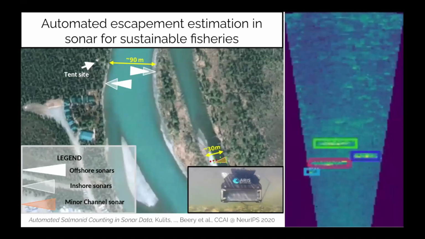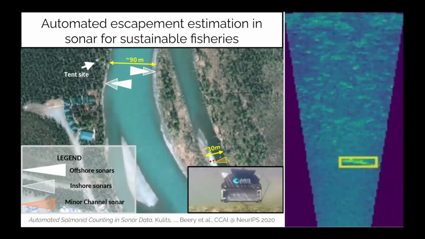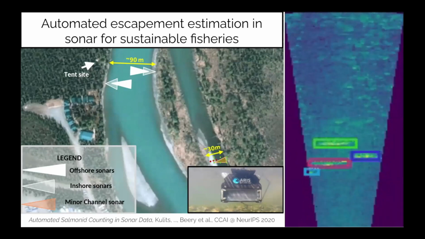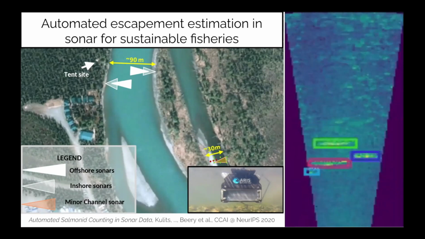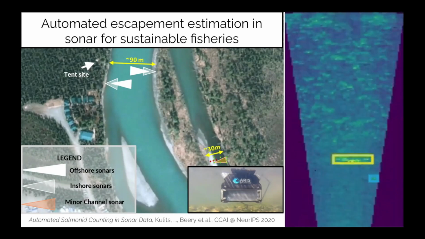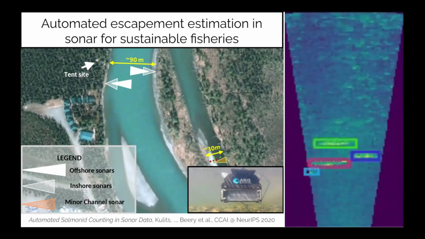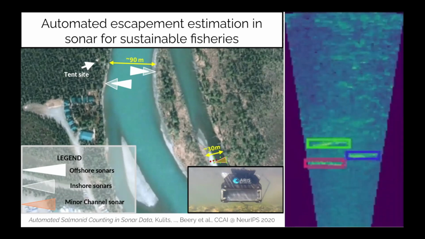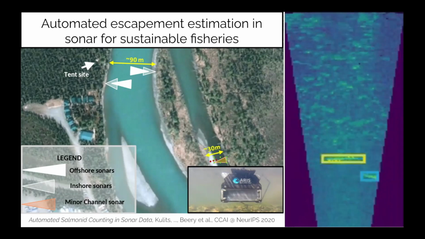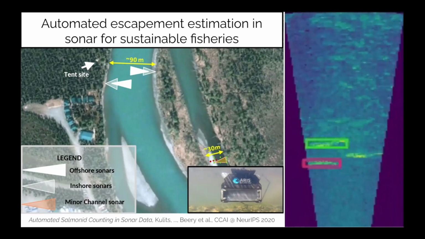Second, we've been looking at automating escapement estimation in sonar for sustainable fisheries. So this is an example of a deployed set of sonar cameras on the Kenai River. And here, these are used by the Alaska Department of Fish and Game, as well as there are some on the Elwha River in Washington and the Eel in Northern California.